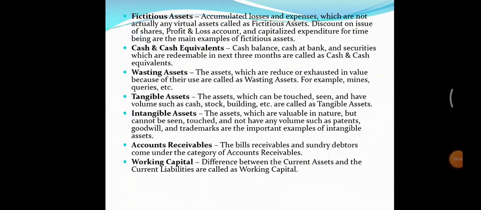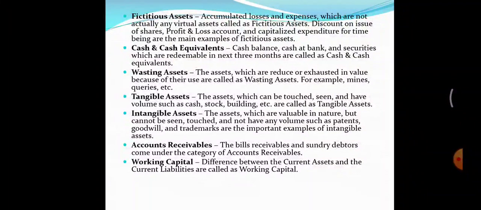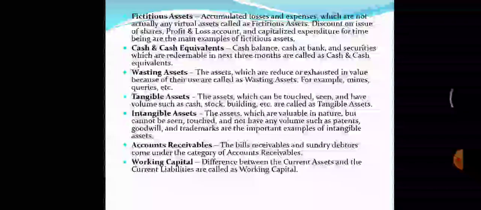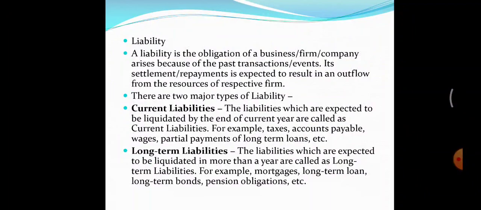Next, there are a few extra points. The important ones are tangible assets and intangible assets. What are tangible and intangible assets? The assets which can be touched and seen are called tangible assets. The assets which are valuable in nature but cannot be seen or touched are called intangible assets.